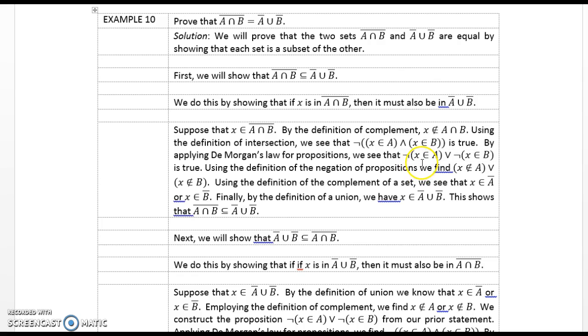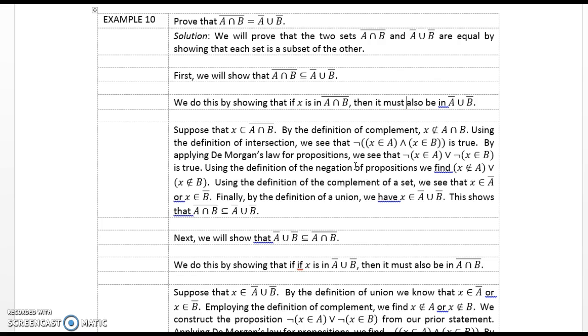First, we will show that the complement of the intersection is a subset of the union of the complements of A and B. We do this by showing that if X is in the complement of the intersection, then it must also be in the complement of A union the complement of B. Suppose that X is an element of the complement of the intersection. By definition of complement, X is not an element of the intersection of A and B.